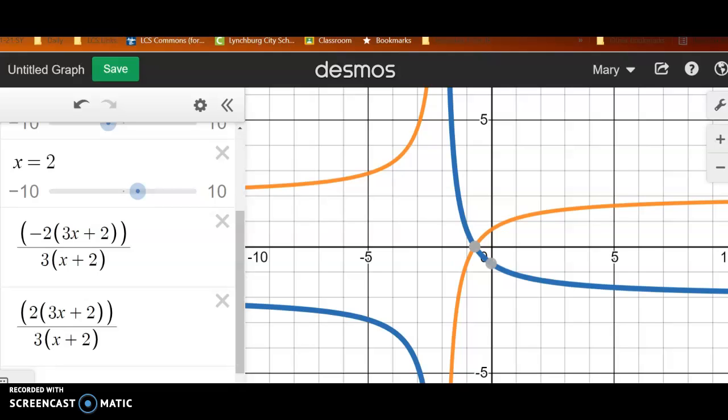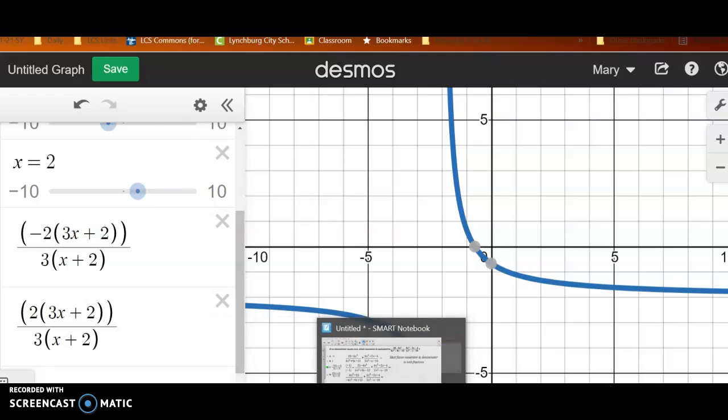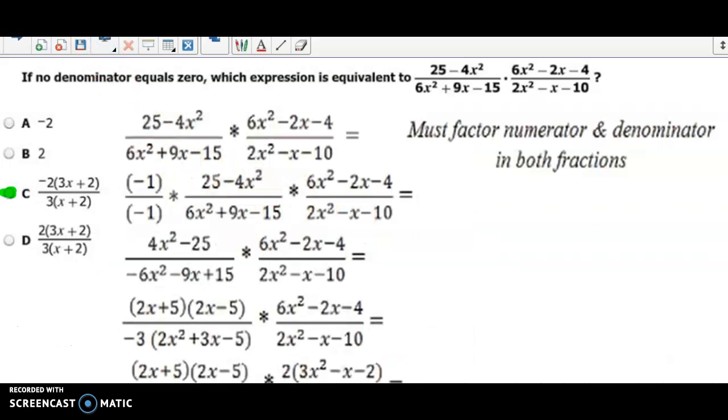And let's try that one. Nope, that one doesn't work. So it's answer choice C. So we found it by working it out by hand or by plugging it into Desmos. You can still do it either way, and you'll still get the same answer.